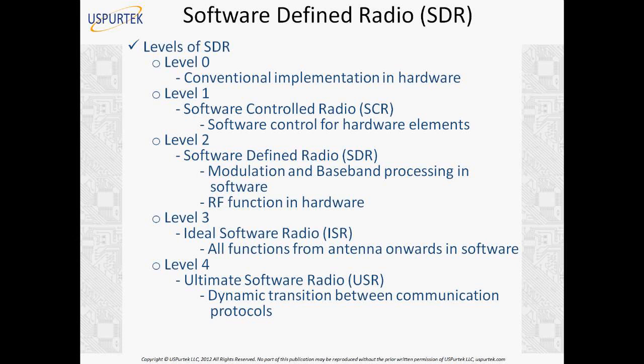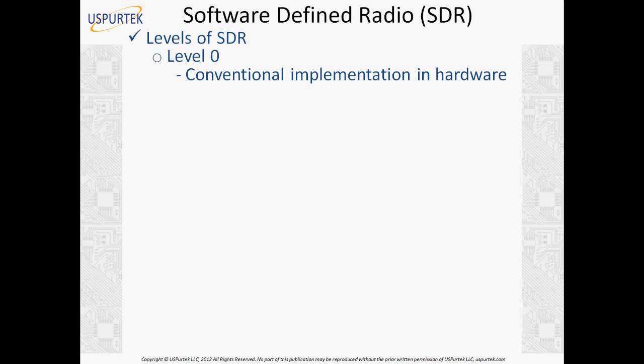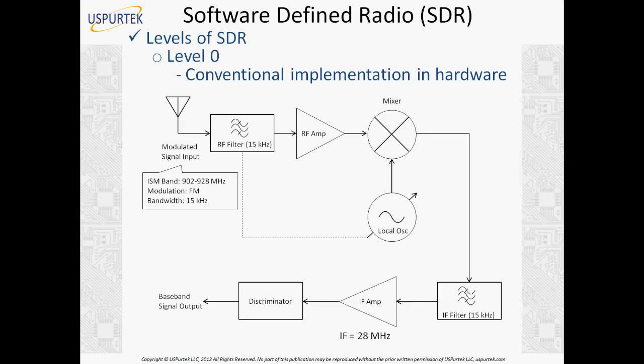You could change the bandwidth, for example, RF filter, you could change the filter characteristics. In the RF amplifier, you could change the gain of the amplifier. Local oscillator, you could tune it using a man-machine interface. IF amplifier and discriminator and so on. So software controlled radio.